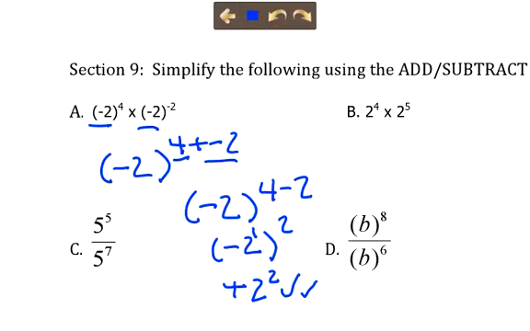Okay, on the second one, the 2's are the same, so I can add the exponents because I'm multiplying. So this one's pretty easy. You would just go 4 plus 5, and you would get 2 to the 9.